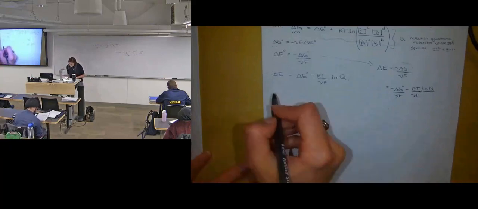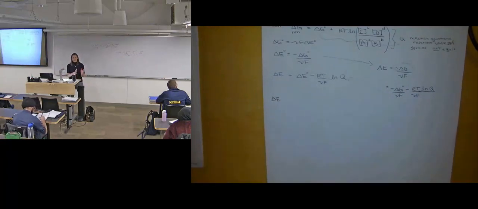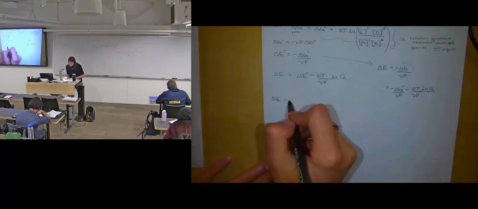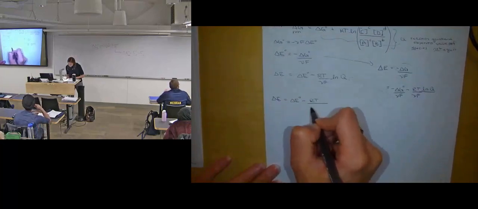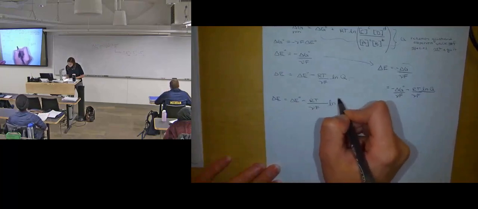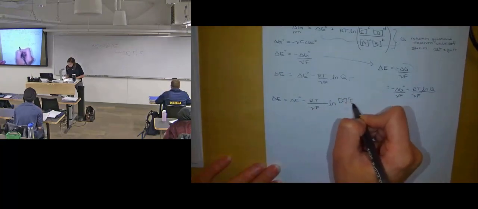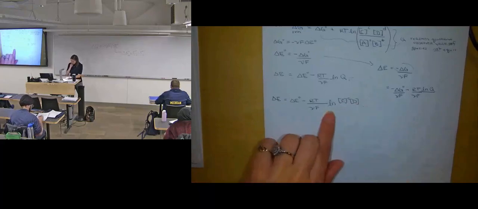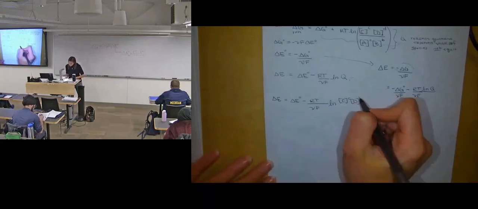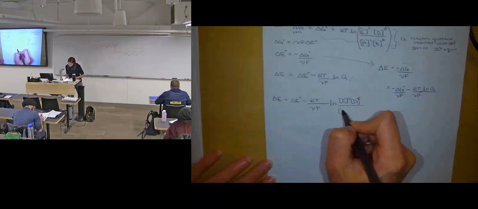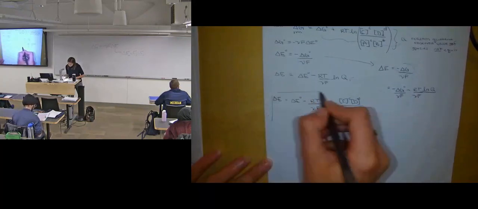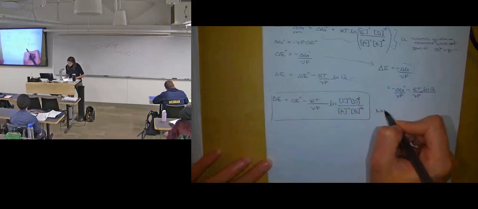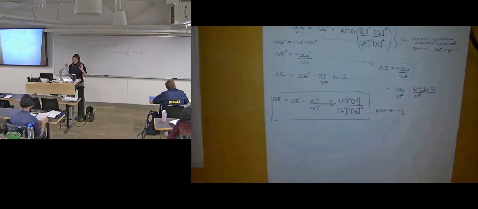I'm going to write it one more time. If you want to calculate a potential difference not at standard state, it's the standard potential difference minus some term for your actual observed concentrations of everybody. And this is called the Nernst equation, or is one form of it, okay?